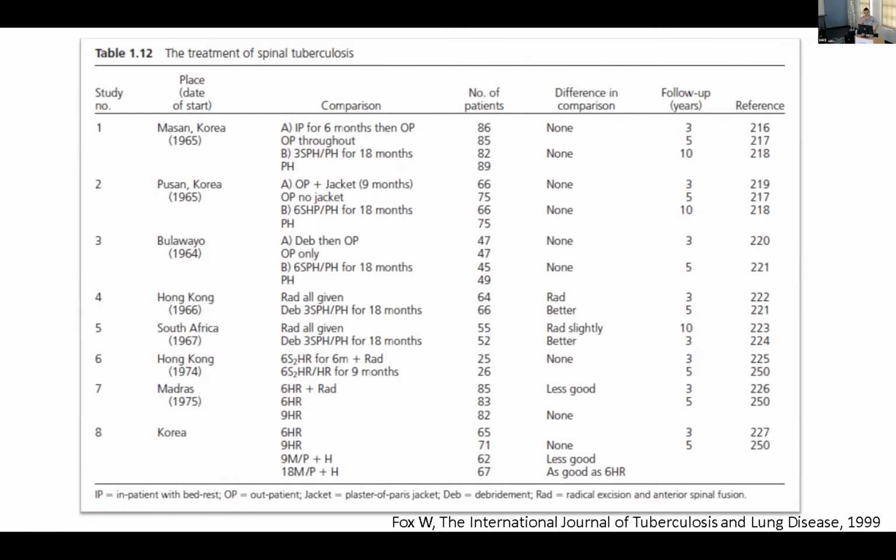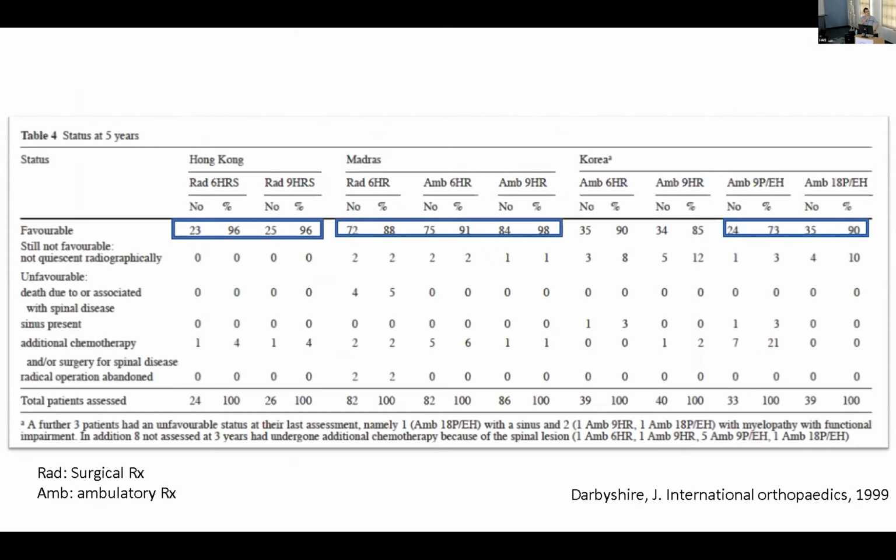problem. And then let's look at the last 3 studies, the ones done in Hong Kong, Madras, and Korea. If you look at Hong Kong, they did 6HRS, so that's isoniazid, rifampicin, and streptomycin, with surgery versus 9 months of the same. And really the favorable outcomes were pretty much the same between the two. And then if you look at Madras, radical, so radical means surgical, and A and B is ambulatory, so that's ambulatory chemotherapy. So surgery, no surgery.